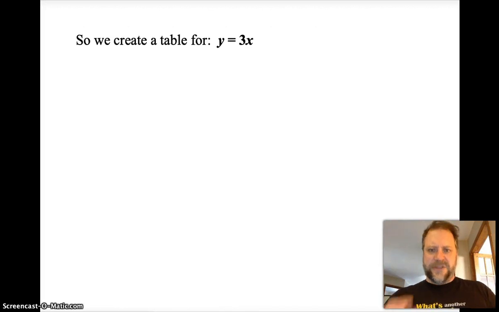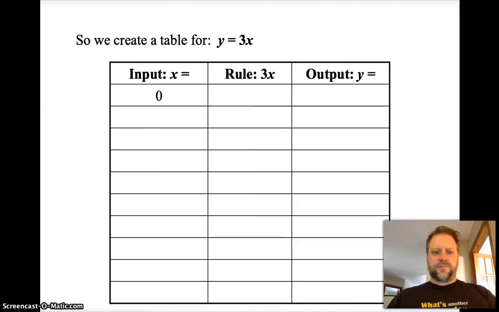Let's look at it. It's always easier to see than it is to hear. So let's look at this in a table form. y equals 3x. And we looked at a table yesterday a little bit. If the input is x and the rule is 3 times x, then the output is going to be the answer I get when I take the x and I multiply it by 3. So if I pick 0 to be my input, then I'm going to do 3 times 0. And my output then is going to be 3 times 0, which is 0.